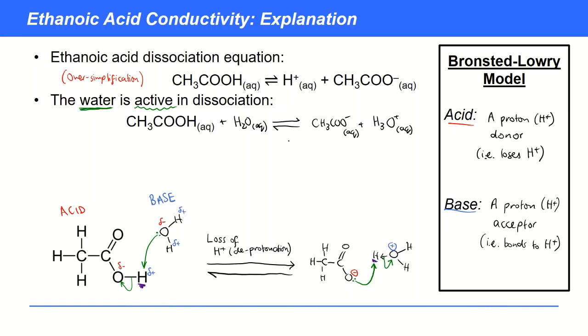Now that is interesting. So we said earlier that water is a base and ethanoic acid is an acid. But they're not the only acids and bases around, because if we think about what this molecule here is doing, it's actually taking a proton off this ion here. And so we have another base. This is actually a base.